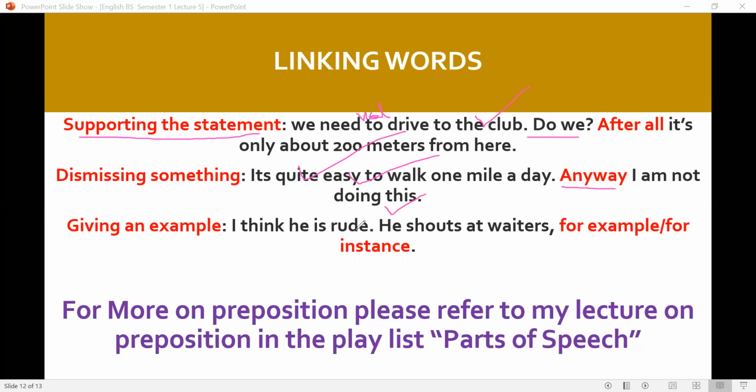Giving an example: I think he is rude. He shouts at waiters. Here's an example: he shouts at waiters, for example, or for instance. At the end of the sentence, you use one of these linking words. For more on prepositions, please refer to my lecture on prepositions in the playlist, parts of speech.